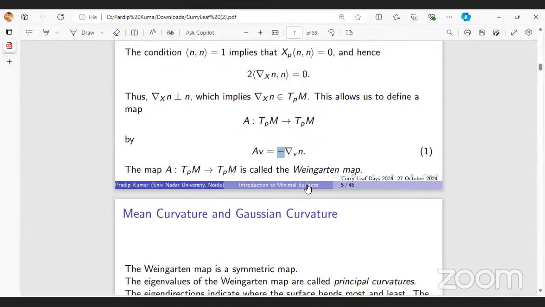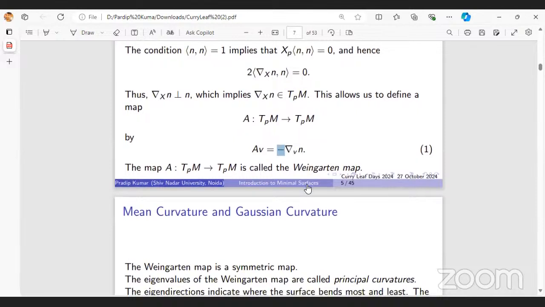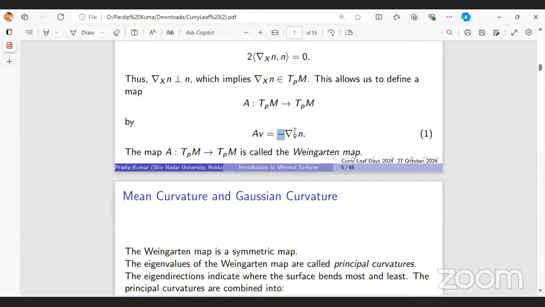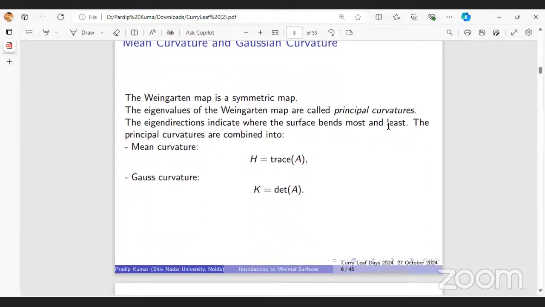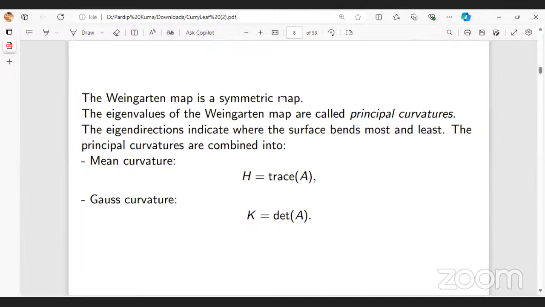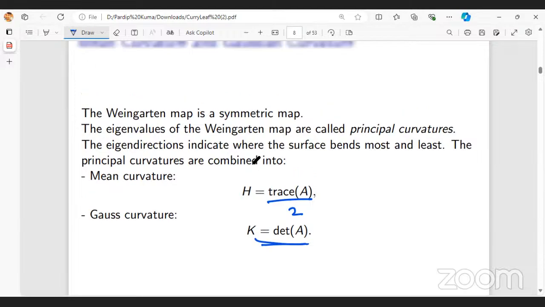The obvious answer is if you put minus here, many other places there will be many plus signs in the calculation. But there is a geometric reason also about this. So this is called the Weingarten map, and some calculation tells you that the Weingarten map is symmetric. And if it is symmetric, then you get real eigenvalues and eigenvectors, you know all these things. The eigenvalues are called the principal curvatures, and you take the trace of A divided by 2. This is the mean curvature, and then the Gaussian curvature.